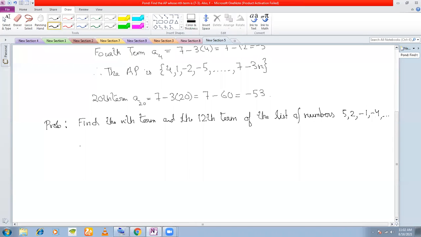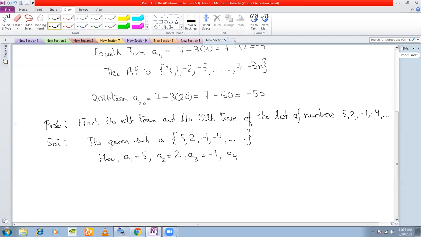and so on. Now they have given you the list of numbers. They have not stated this to be an AP. Let's check whether this is an AP or not. So the given set is 5, 2, minus 1, minus 4, and so on. What is A1, A2, A3, A4 here? And so on. Let's check whether they have a common difference or not. A2 minus A1, 2 minus 5, will give you minus 3.